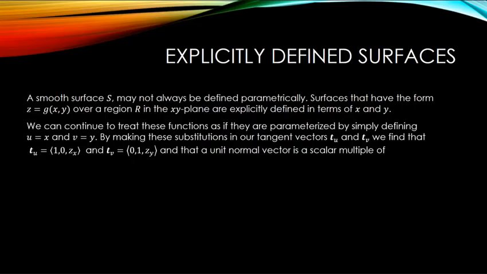The unit normal vector is a scalar multiple of n, which is equal to the cross product of t sub u crossed with t sub v, which is equal to a vector with components negative z sub x, negative z sub y, and 1, so that the magnitude of the cross product of t sub u crossed with t sub v is the square root of z sub x squared plus z sub y squared plus 1.